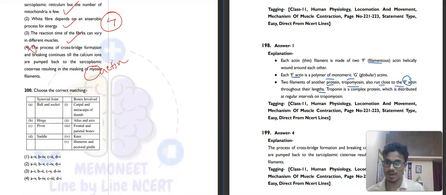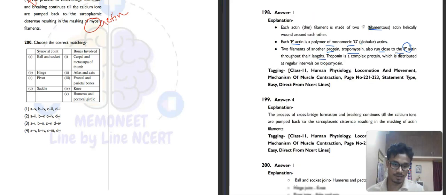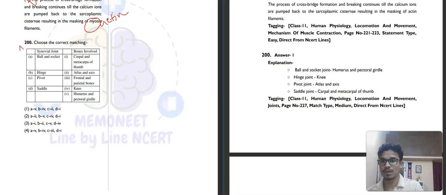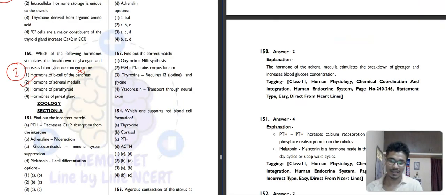And lastly, question number 200. Let's see what it is saying. This question is a very good question, I will say. So here ball and socket joint, what do you know? Humerus and pectoral girdle. Hinge joint is between knee. Okay, hinge joint. Pivot joint is present here between atlas and axis. Okay, where is pivot joint? Atlas and axis. And saddle joint is present between whom? Saddle joint is present between carpal and metacarpal of the thumb. Frontal and parietal bone, here it is sutures. Okay, sutures. So first option will be your correct answer. So this concludes the discussion part. Thank you. Correct answer for this question.